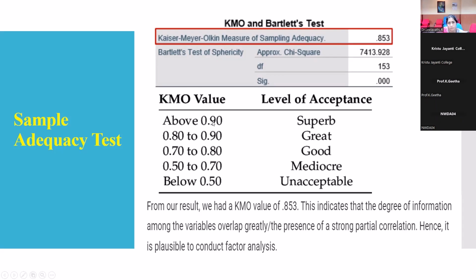Another way of looking at it: maybe you would have collected only 100 samples, but based on your variables, maybe you have 50 variables. For 50 variables, only 100 samples doesn't work out. So you have to look at it from that perspective also. You have to take a call here: if the value is very low, you have to find where it went wrong and correct accordingly.